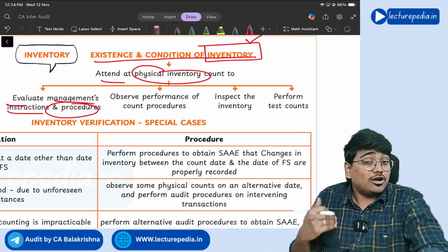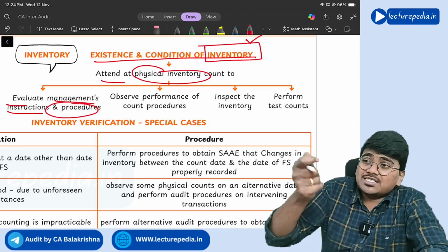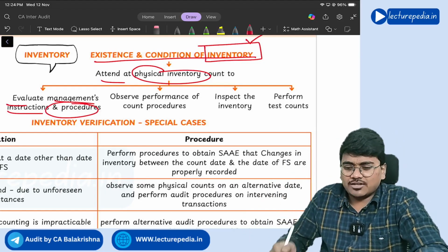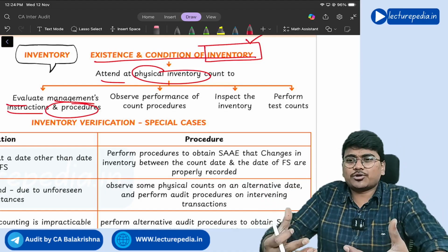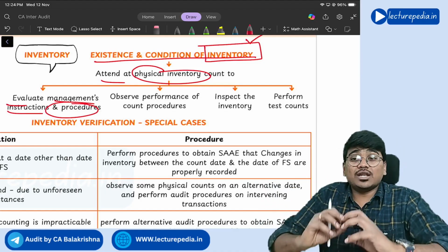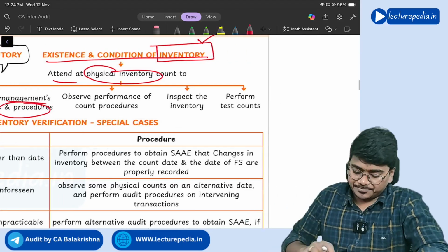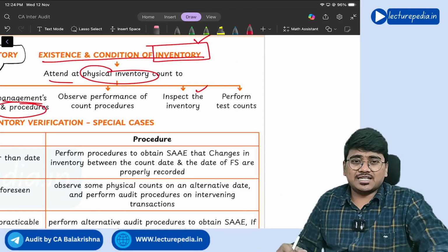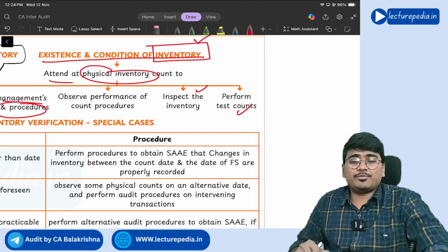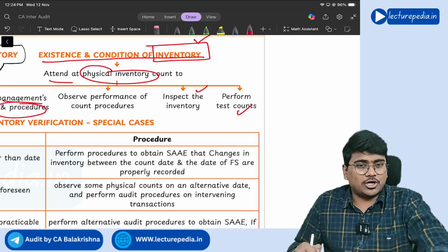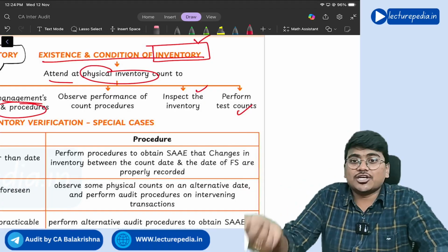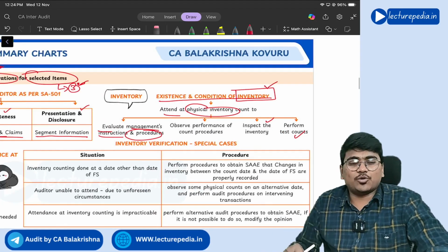Next, you will also observe the procedures that the management is performing. For physically verifying the inventory, they will perform certain procedures, correct or not? So you will observe those procedures. Next, you yourself will also inspect certain inventory and you yourself will perform certain test counts. Got it? So by attending at physical inventory verification, you will do these four things.